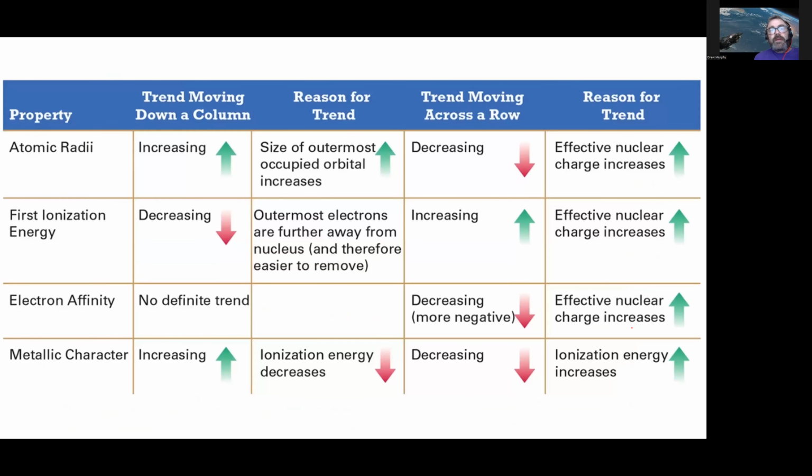This is a nice summary. Remember, we talked about atomic radius before, and we have those trends. This is all about effective nuclear charge, right? Effective nuclear charge increases as you go across. Ionization energy increases as you go across. So know the trends, know we can compare stuff, and know why the trends work the way they do.